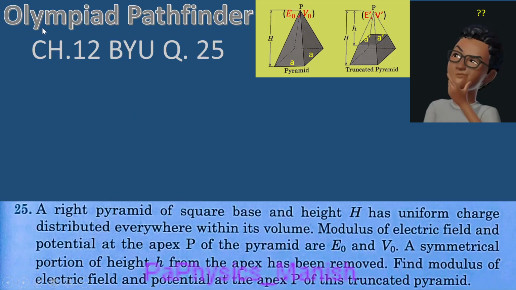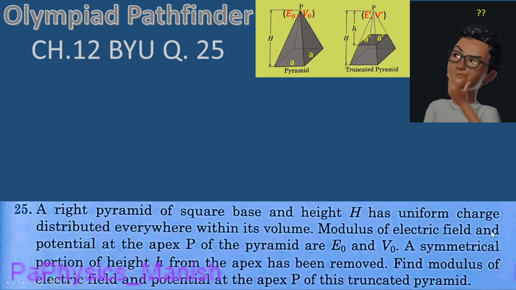This question is from Olympiad Pathfinder, Chapter 12, Build Your Understanding, question number 25. The question is, a right pyramid of square base and height capital H has uniform charge distributed everywhere within its volume. So this is your right pyramid, and this has a charge which is uniformly distributed throughout its volume. It means at each and every point the charge density is same in this pyramid.